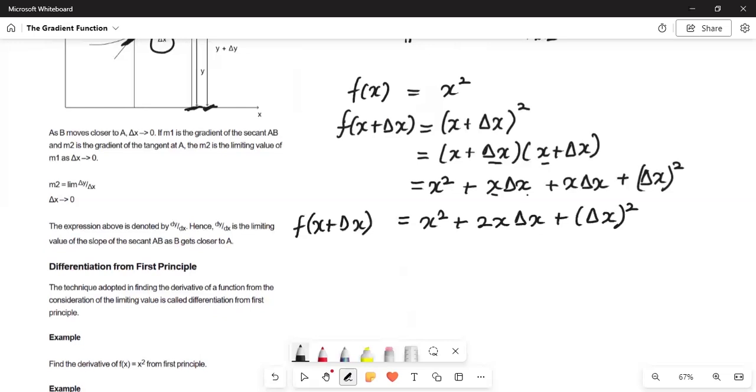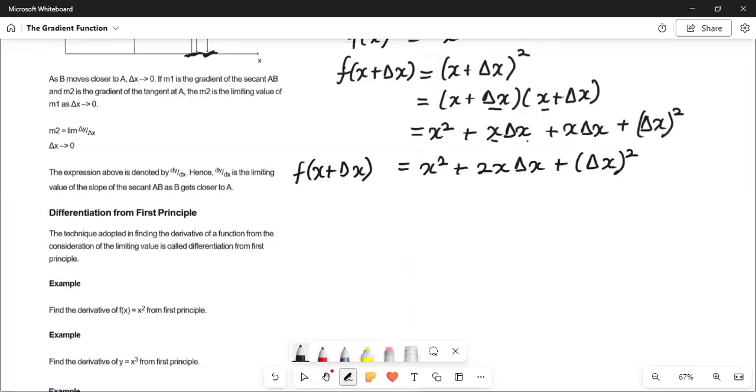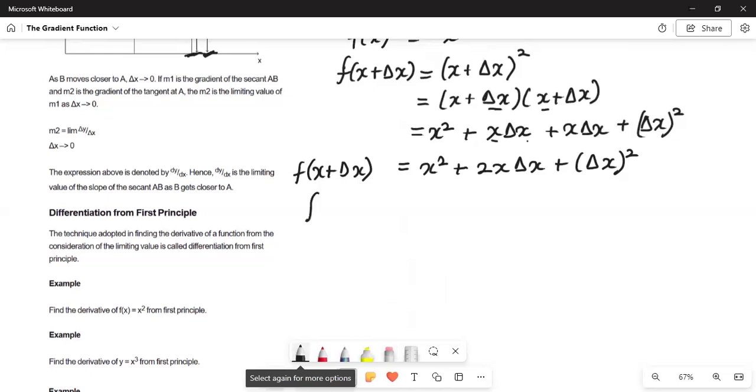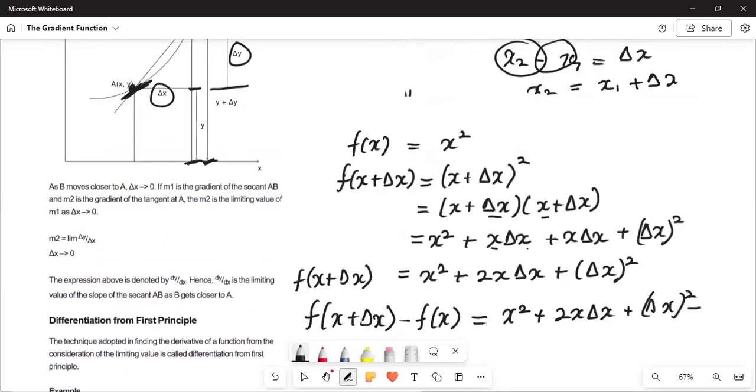Now, recall I said earlier that whenever you are taking the derivative from first principle, your goal is to try and express the derivative of that function in this form: f of x plus delta x minus f of x divided by delta x. So we are trying to arrive at this and then take the limit. So in this case, I have f of x plus delta x equal to x squared plus 2x delta x plus delta x squared. F of x plus delta x minus f of x would be x squared plus 2x delta x plus delta x squared minus, what is f of x? F of x is x squared.